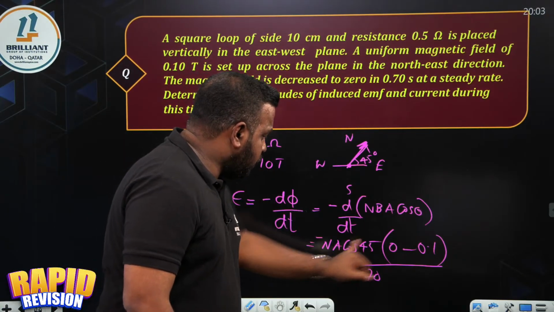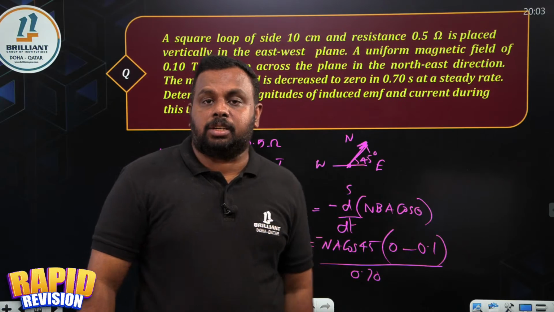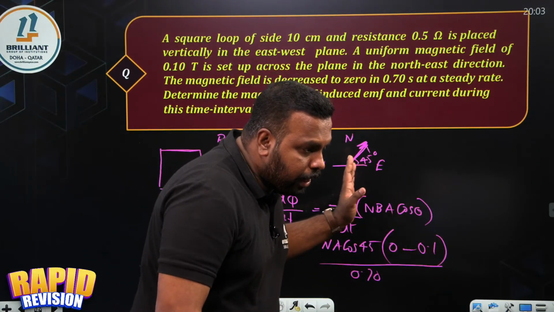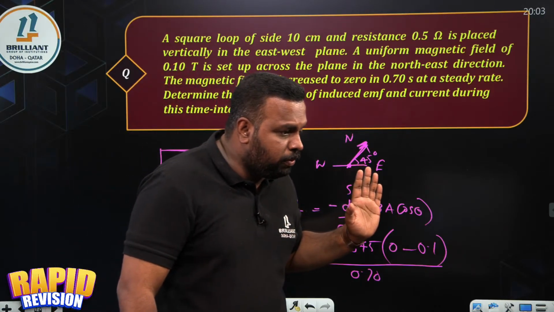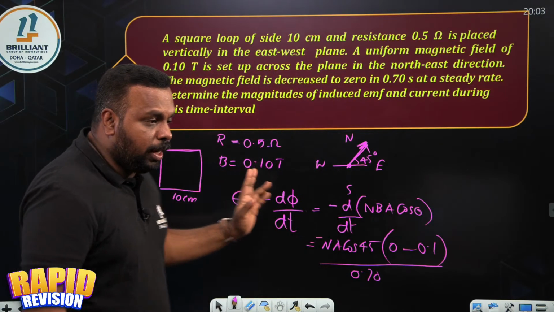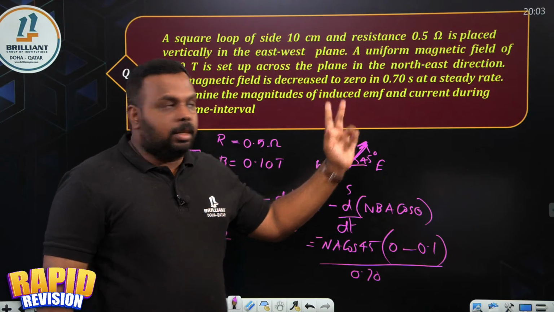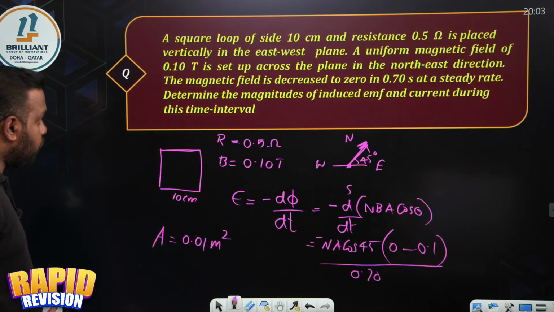Here there is a minus. Minus and minus will cancel and become positive. Do the calculation by yourself. I'll be going to the next. I think it's clear for all of you. Next question.